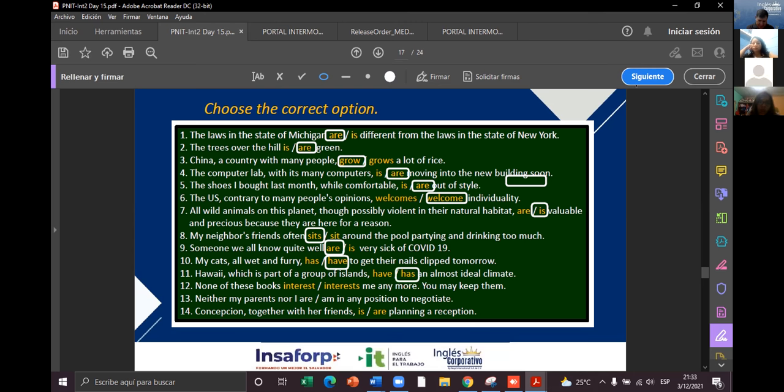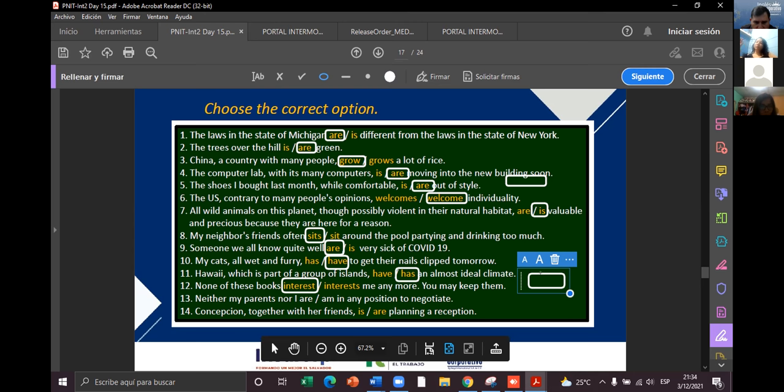No one of this book interests me anymore. You may keep them. I think it's interest. No, sorry. No one. None. Negative. Zero. So is that person. Neither any parents. Third person has an S.